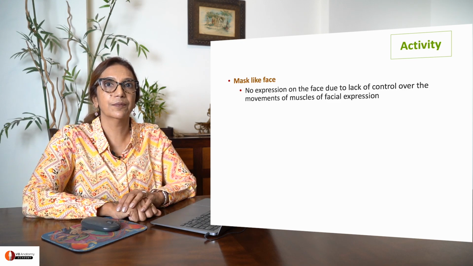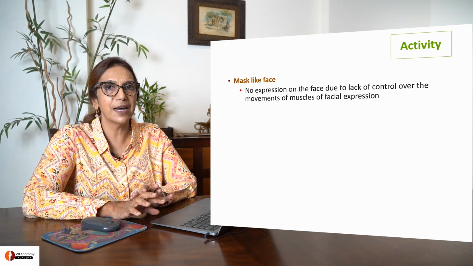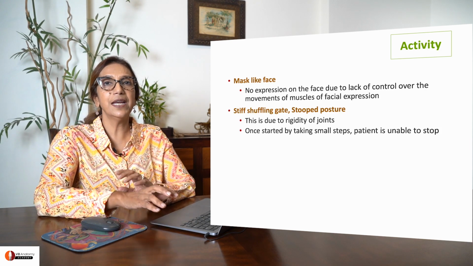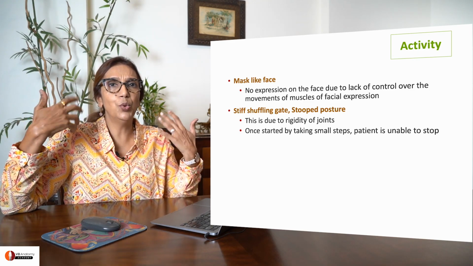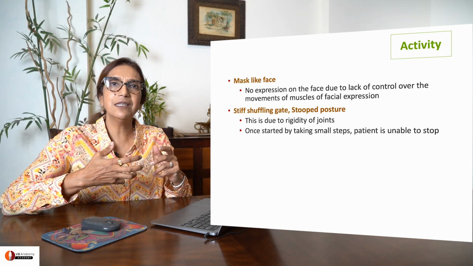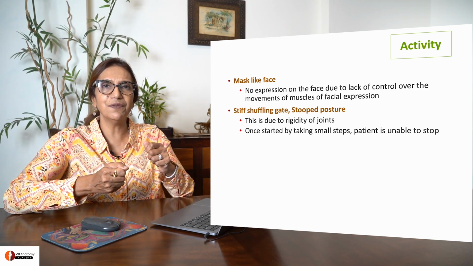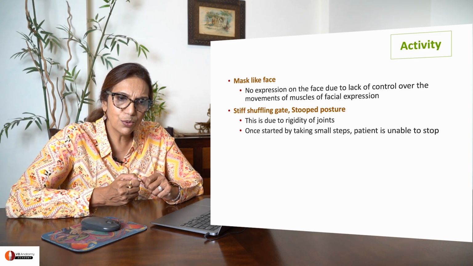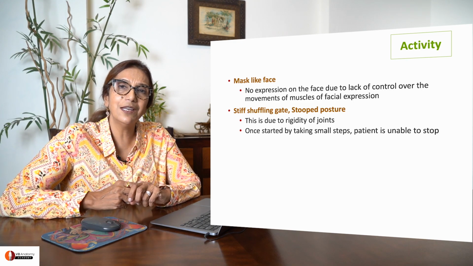Mask-like face. No expression of joy, no expression of sadness, nothing. Stiff shuffling gait. Now see, this person has a lot of motor symptoms, motor stimulus coming down. So what happens is rigidity. When the person tries to walk, there is this kind of stiff gait. The person is stooped, gait is slow, slowly the person is moving forward, because the joints are very rigid.